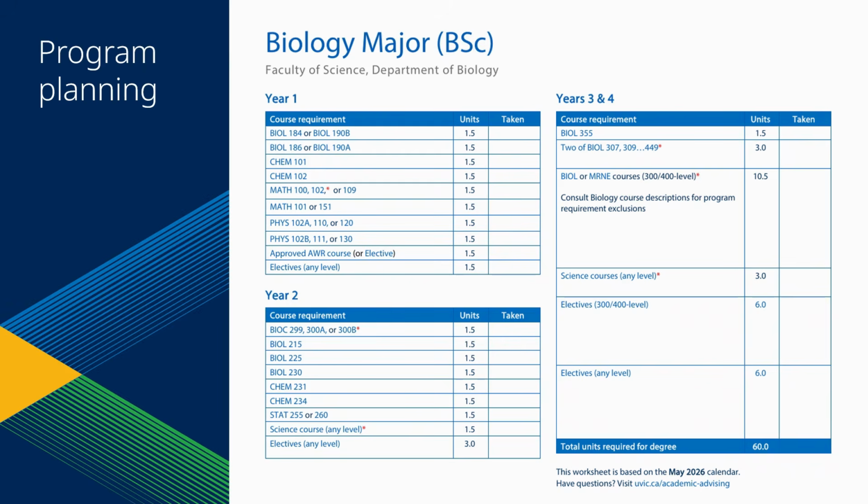And also on this one, for example, you could see in year 1, 5 lines down, Math 100, 102, or 109. And then you'll see just to the right of that under unit weighting, it's only 1.5 units. So you're not taking each of those math courses, just one of them. But how do you know which one to take?